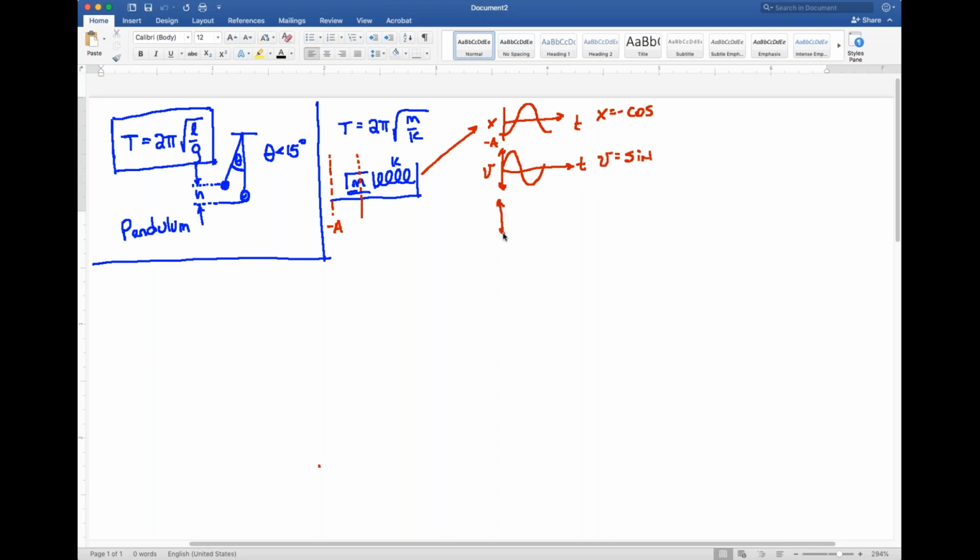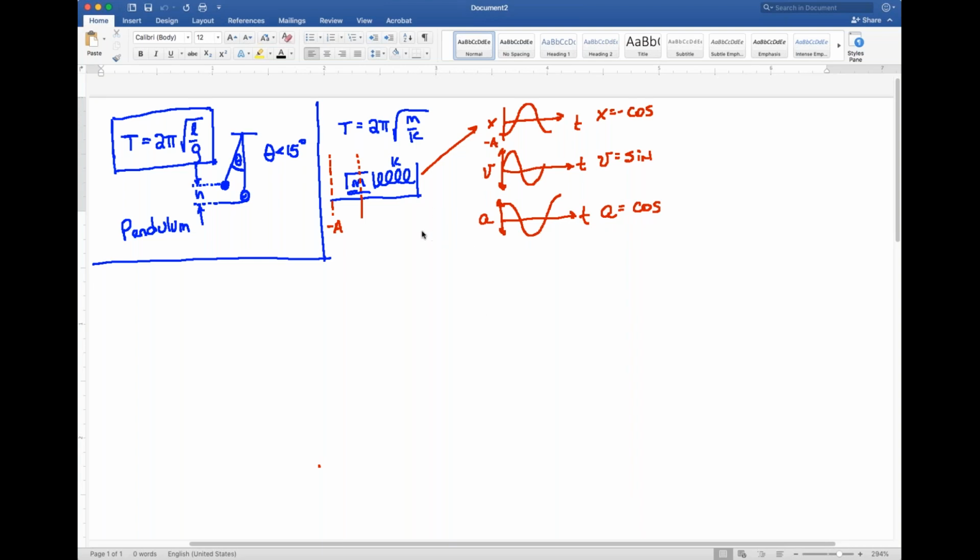And then lastly, we can look at acceleration and see that acceleration is a maximum when we're at negative A. It's a maximum positive. We just went over this. So acceleration is a cosine function. So you'll see these graphical questions.